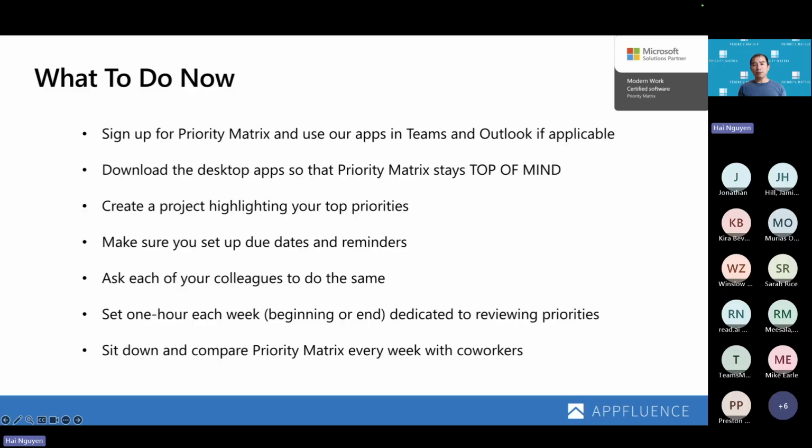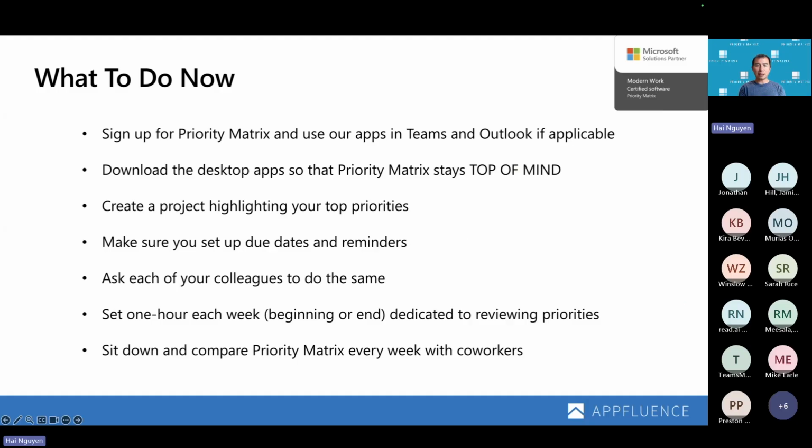So what to do now? If you happen to use Teams and Outlook, make sure you install Matrix in those software applications. If you download the desktop apps, I like that because it actually sends you notifications. So for example, if a task is due or you were assigned something, you'll get a notification in our Mac and Windows desktop apps. And then make sure you create a project to highlight your top priorities. Make sure you set up those due dates and reminders. Ask your colleagues to do the same.